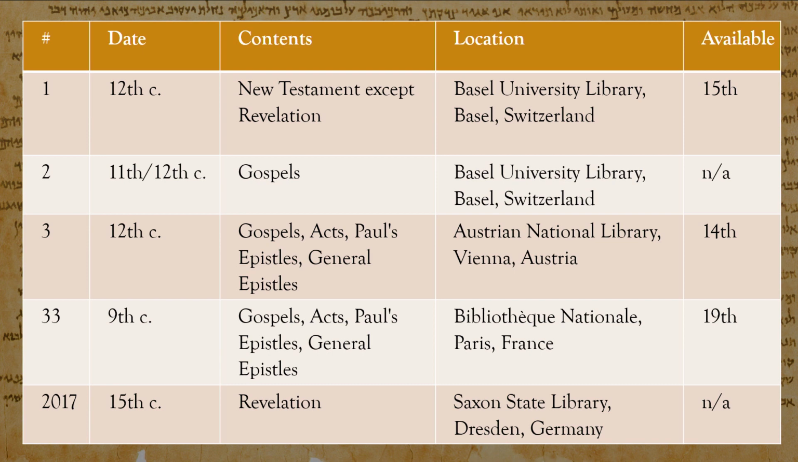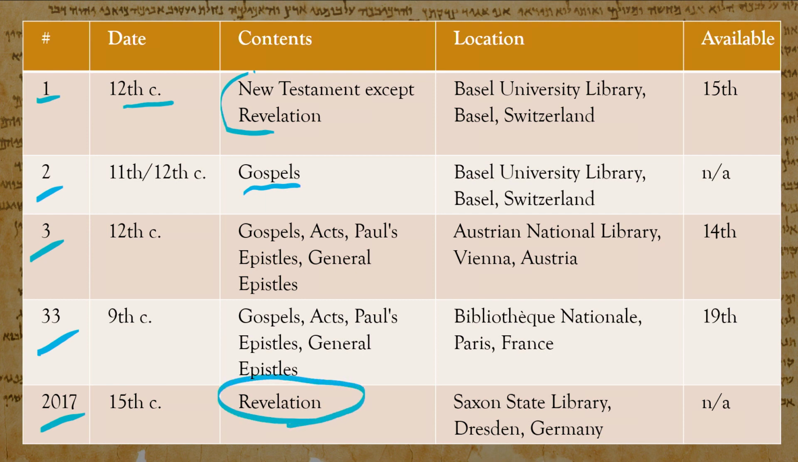Here are 5 minuscules, number 1, number 2, number 3, number 33, and number 2017. Okay, that's the name of the manuscript. And you can see each one of them has different contents. So number 1 comes from the 12th century. It has a whole New Testament except for Revelation. Number 2 comes from the 11th or 12th century, just has the Gospels. Number 3 has a lot more. Number 2017 has just the book of Revelation in it. And these are all in different places: Switzerland, Austria, France, Germany. These things are stored all over the world.